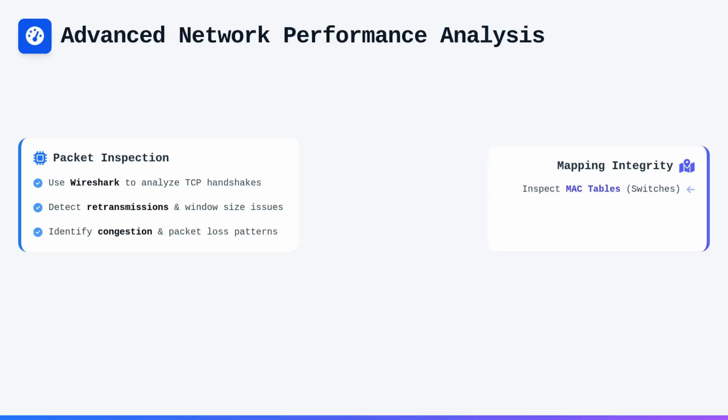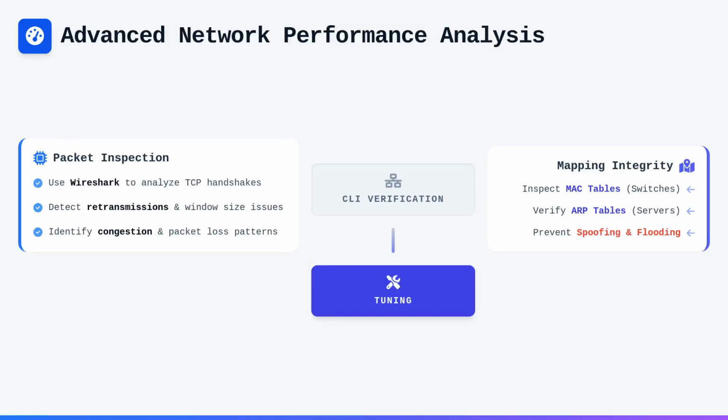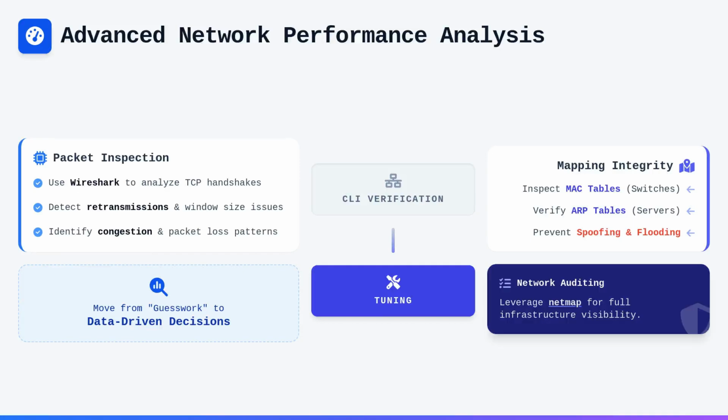You should also regularly inspect the MAC tables on your switches and the ARP tables on your servers to ensure that frame and packet mapping remains accurate and that there is no spoofing or unexpected broadcast traffic flooding the network. This involves navigating the CLI of your networking equipment to verify that the switch is actually learning the correct port for a given MAC address. Without these diagnostic foundations, performance tuning is merely guesswork. By leveraging NetMap or similar tools for network auditing, you gain the visibility required to make data-driven infrastructure decisions.